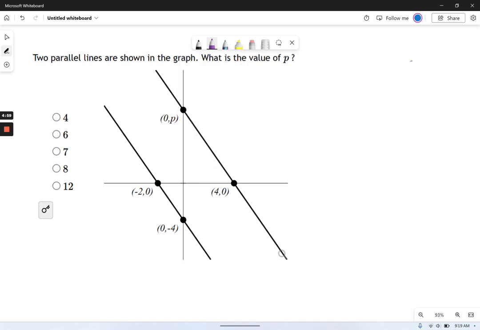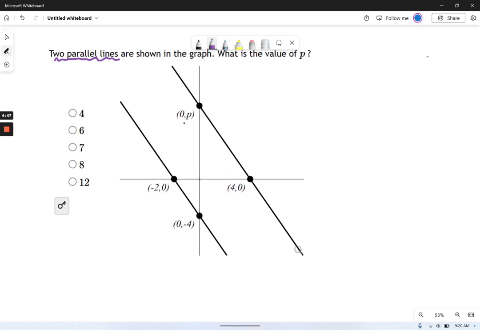We have a problem here that talks about slope without saying the word slope. You can see these two lines, and it says they're parallel. So remember, parallel lines have the same slope. And it asks us for the value of p, right? We want to know what the value of p is, the y-coordinate where it hits that y-axis. And I'm given all the other coordinates of x and y intercepts, so I should be able to find p.